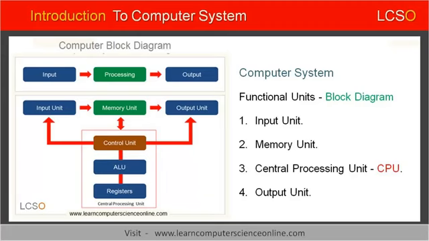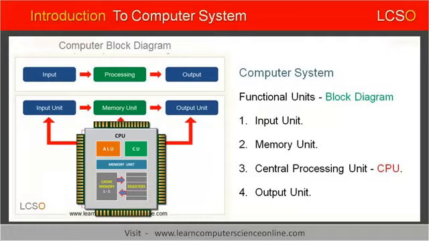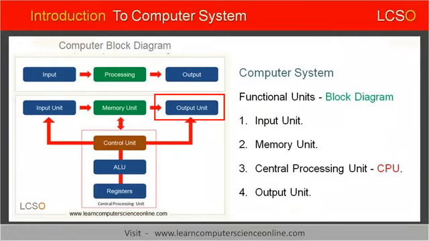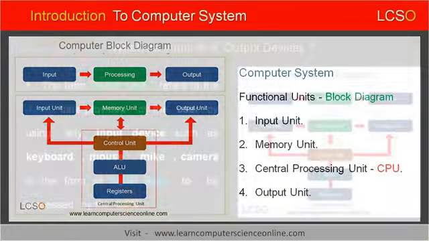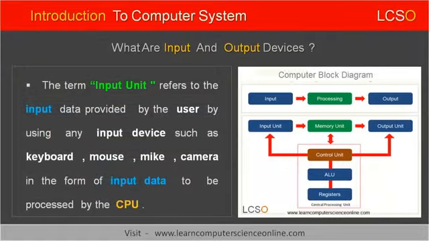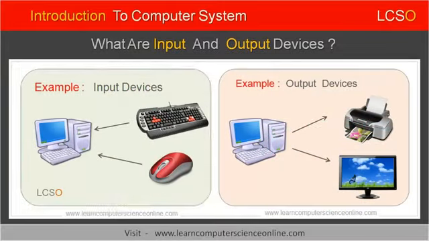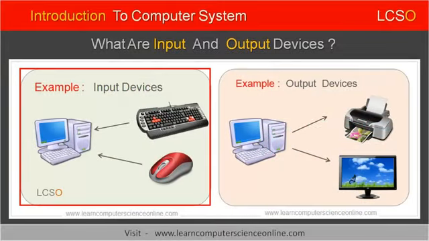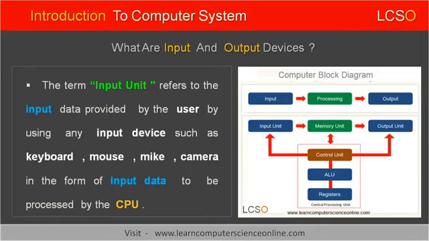The four major units of the computer are: first, input unit; second, memory unit; third, central processing unit, also commonly referred to as CPU; and the fourth unit is called output unit. The input unit consists of various input devices connected to the computer system, such as keyboard, mouse, scanner. The main function of the input unit is to accept the data received from the input devices.